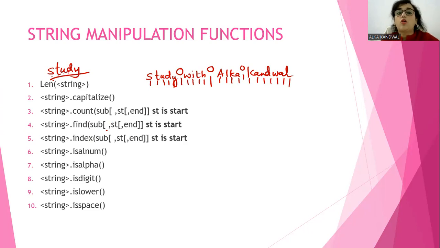Then we talk about string dot capitalize. Now for example, I have written study with Alka Kandwal. Here if I write this string and say that it should be capitalized, what will it do? Only the first character will be turned into a capital letter, and the rest will be the same. Only the first character of that particular sentence will be converted into a capital letter. Is it fine? So that is the capitalize function.